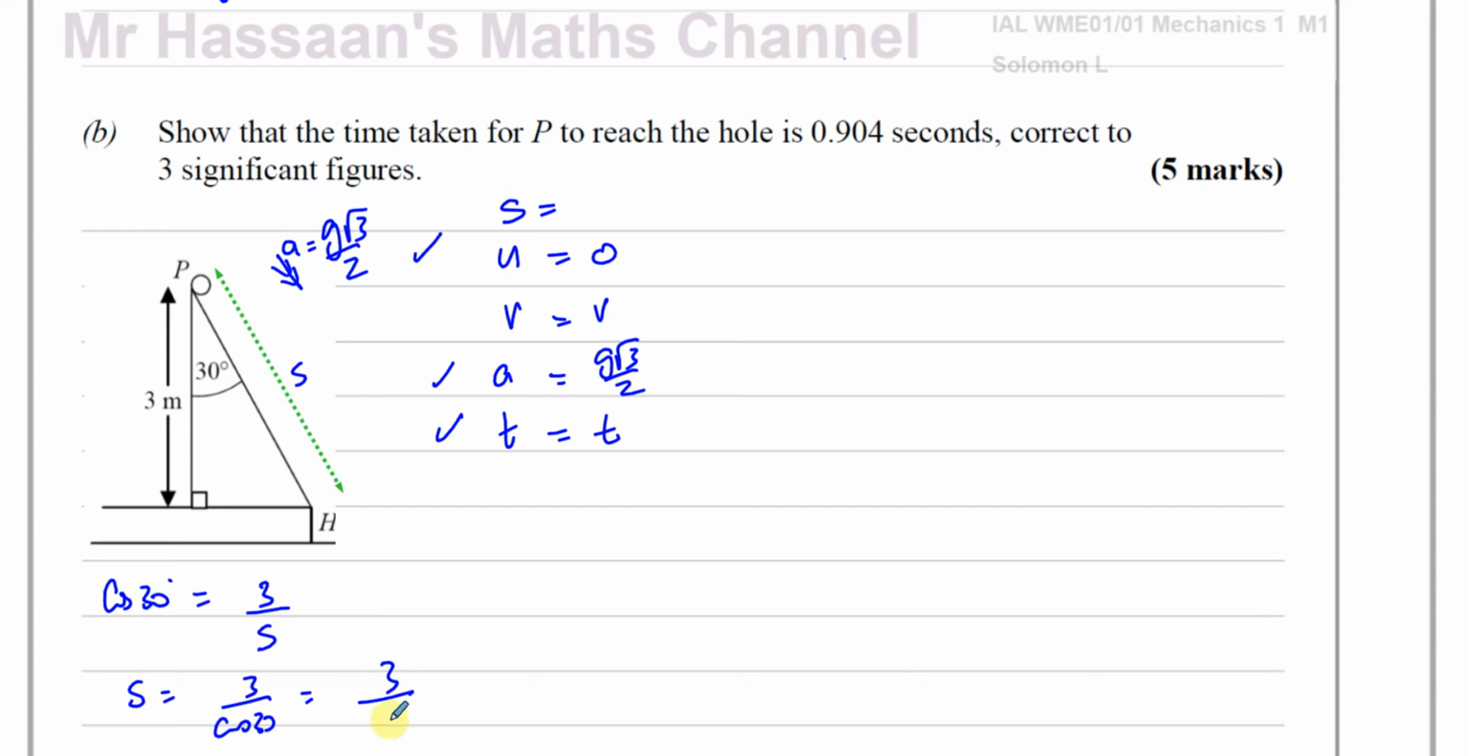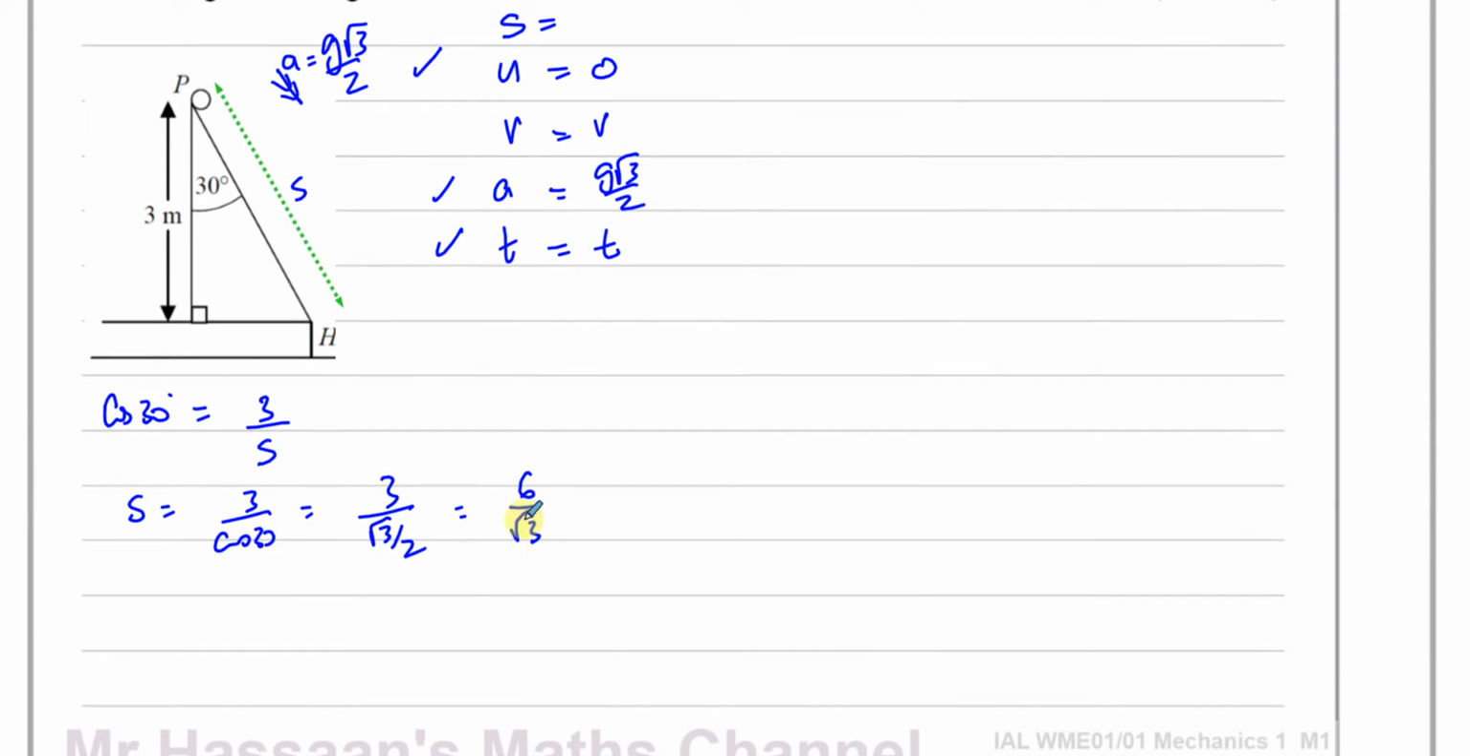So it's 3 divided by, now cosine 30 is root 3 divided by 2. So that gives you 6 over root 3. I'm keeping things exact form. Let's just rationalize that. That's 6 over root 3. You multiply it by root 3, both top and bottom. That's 6 root 3 over 3, which gives you 2 root 3. So that is S, 2 root 3 meters.